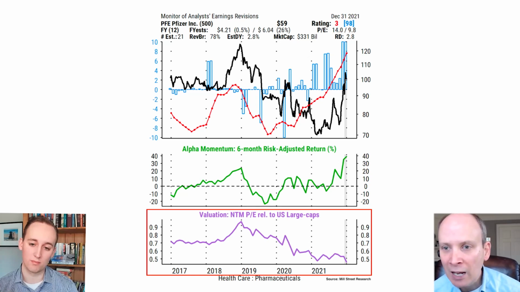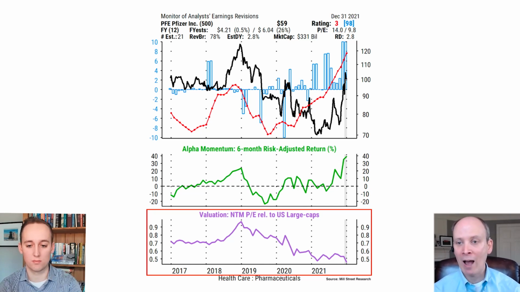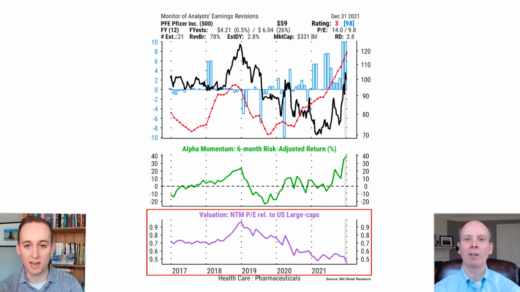And so whereas at the beginning of 2019, for instance, Pfizer had a forward PE multiple that was just about equal to the overall market, about 1 times the market multiple, now it's actually slightly below half of the market multiple. So it's maybe like 10 times, 9 times earnings.